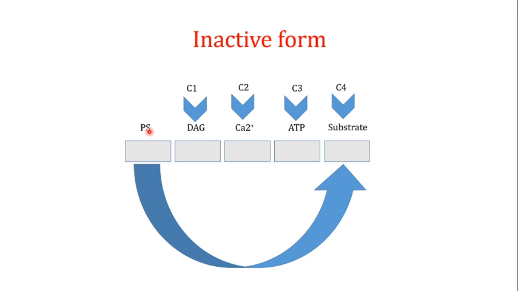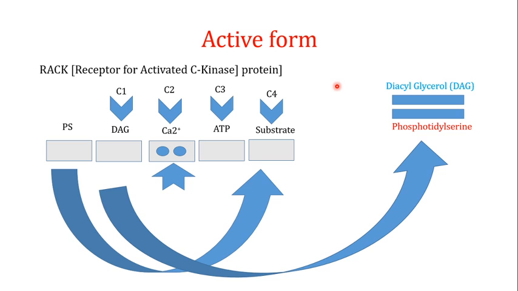So when the pseudo substrate site binds to the substrate binding or the C4 domain, it renders the protein kinase C inactive. Now, when you want to activate them, the concentration of calcium increases because of the binding of IP3 to the IP3 receptor on the endoplasmic reticulum. The calcium moves from the endoplasmic reticulum into the cytoplasm, increasing its concentration.